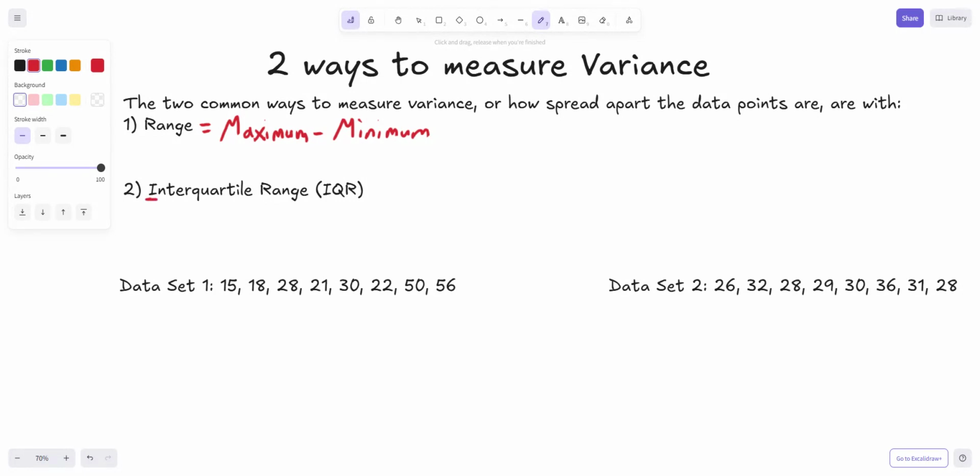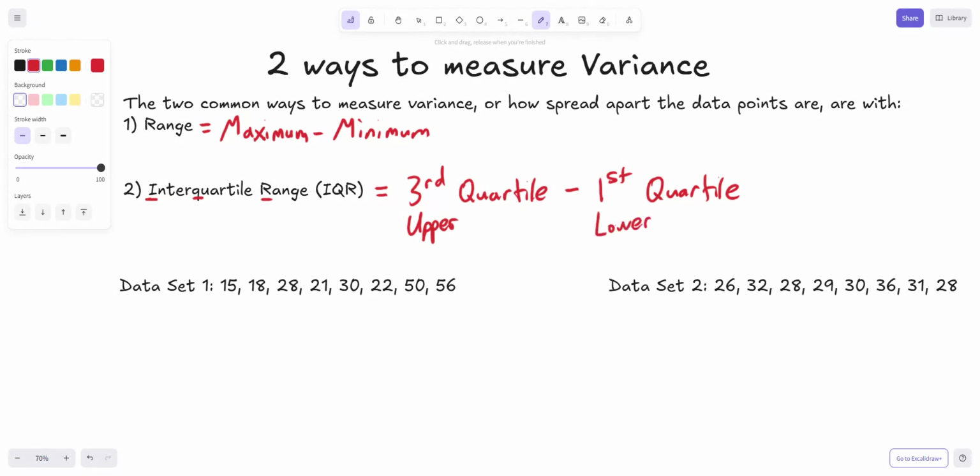The interquartile range, commonly known as the IQR. Interquartile range is just like the range, but instead of subtracting the minimum from the maximum, you're going to do third quartile minus the first quartile. And then some textbooks call it differently. Some textbooks, instead of calling it the third quartile, call it the upper quartile. And then instead of calling it the first quartile, they call it the lower quartile. And we'll go over what quartiles are in a bit.